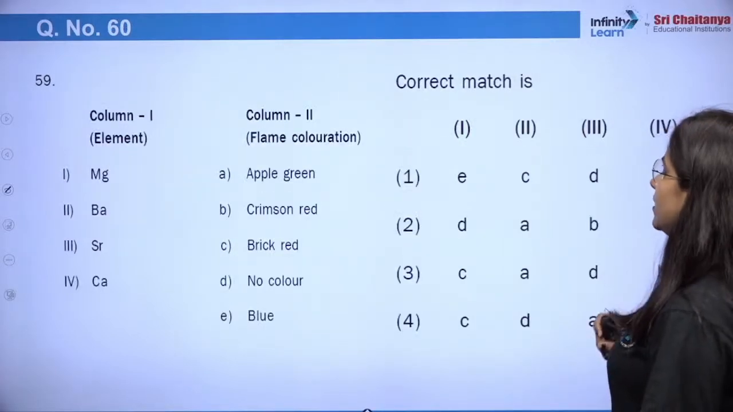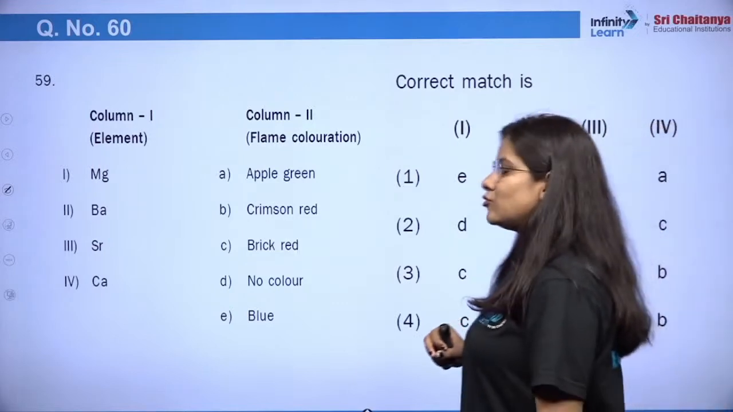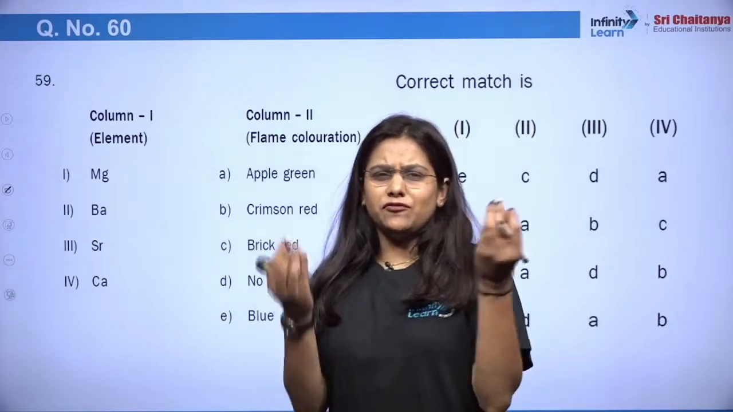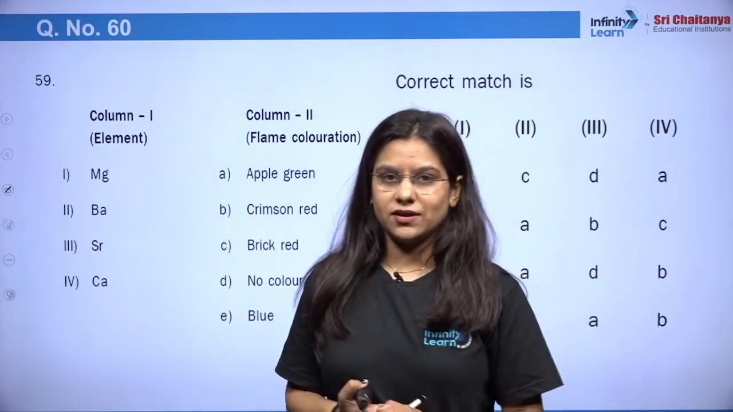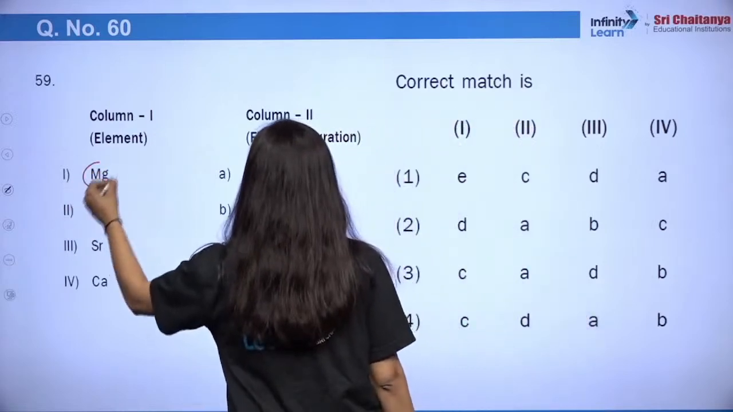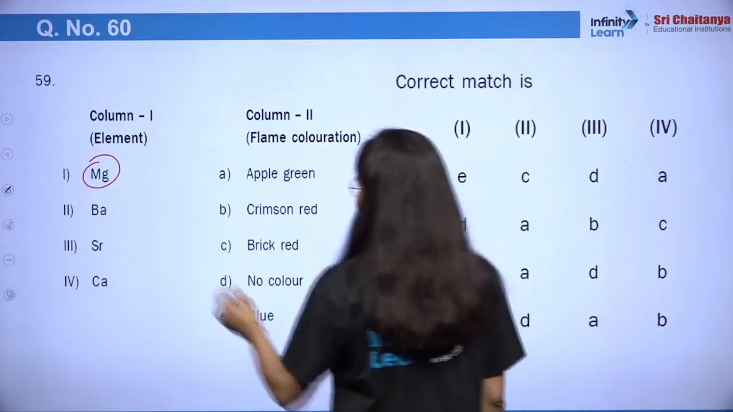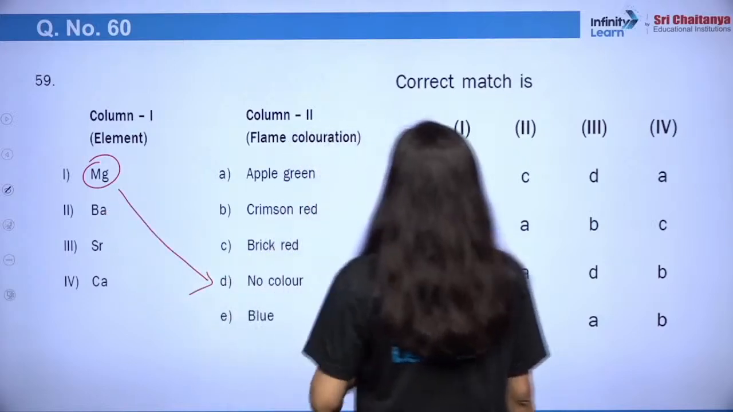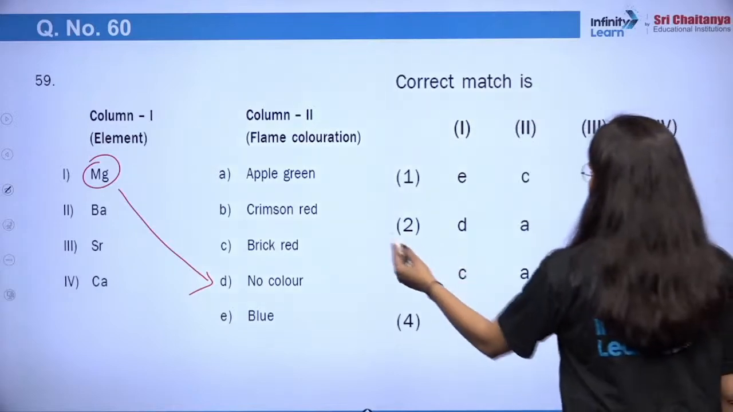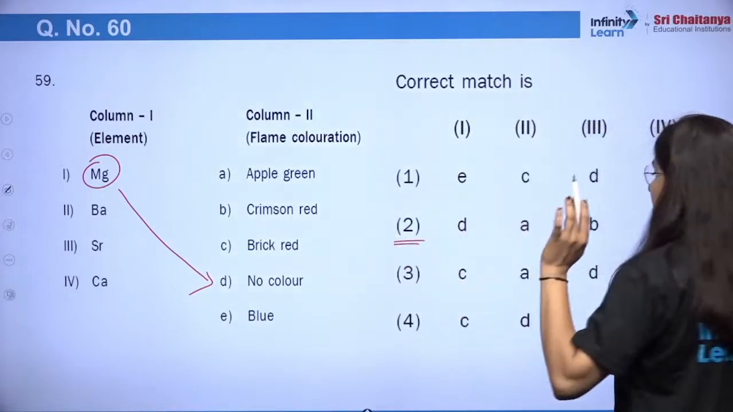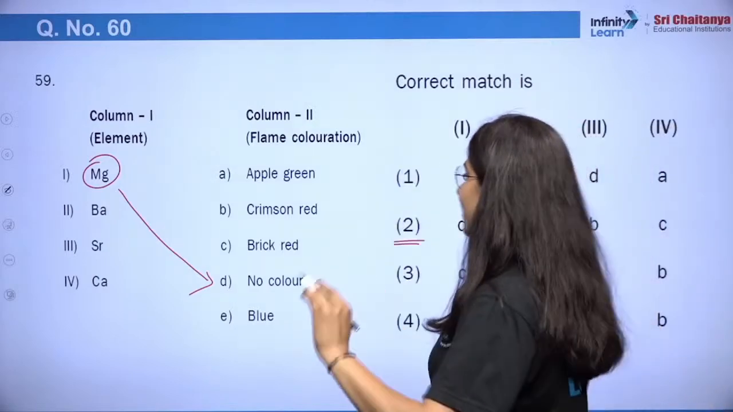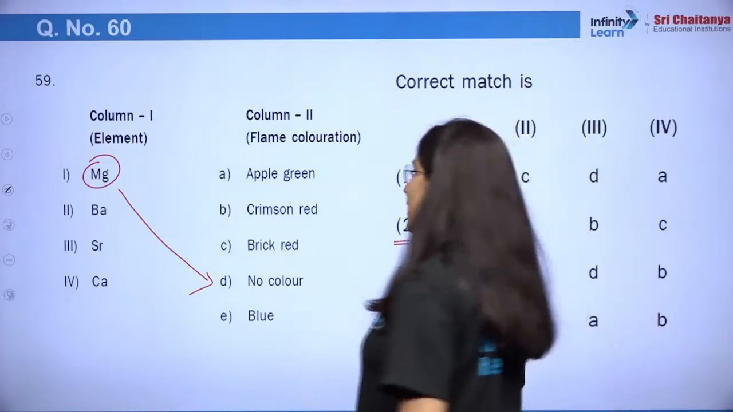Next, we are talking about the colors. We know that alkali metals and alkaline earth metals show beautiful colors in the flame test, right? So coming to the colors, magnesium is not showing any color. So magnesium will be D. Let's check the options. For 1, D is option number 2. So this can be our answer, but don't mark the answer in a hurry. Just check the remaining options. Magnesium is not showing any color in the flame test.